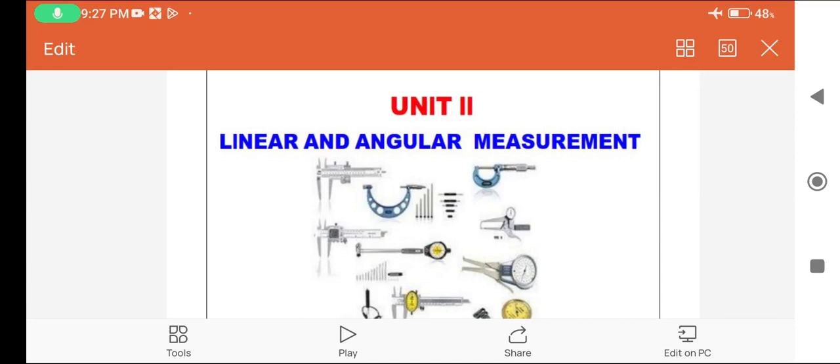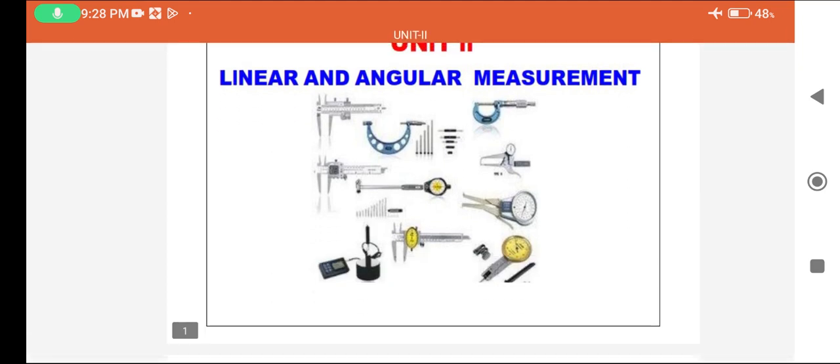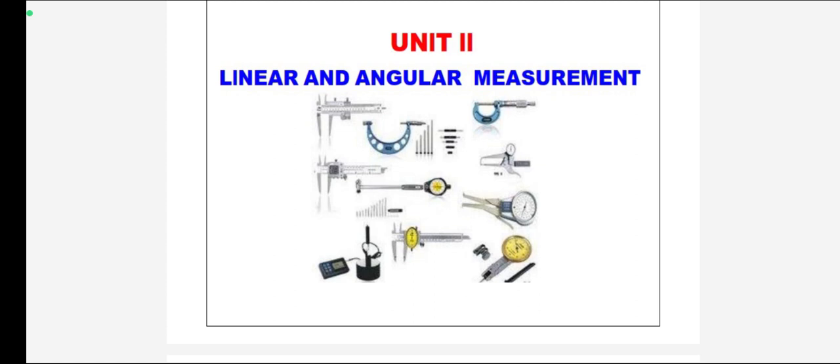Today we're going to discuss 20ME601 Metrology and Measurements. We already discussed the first unit, basics of metrology. Now we're going to discuss unit 2, linear and angular measurements.